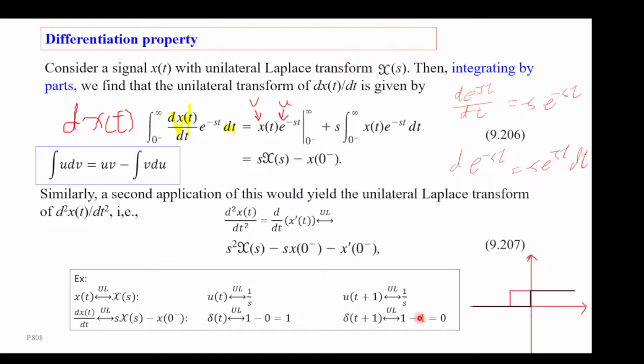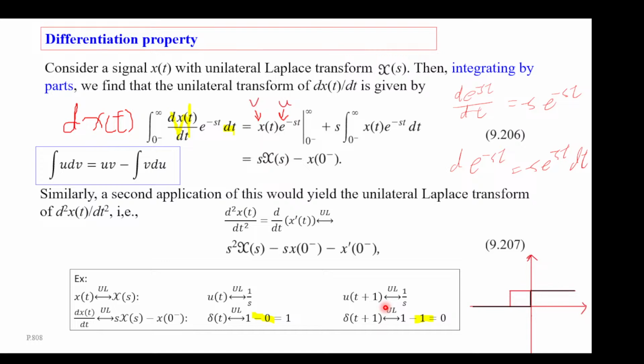Okay. So the difference here is this minus 0 and minus 1, because those two functions have different values at t equal to 0 minus. And you see the 1 minus 1 here is 0, the same as our expectation. So the boundary term told you that your differentiation doesn't contain an impulse here. Okay, so things check out.